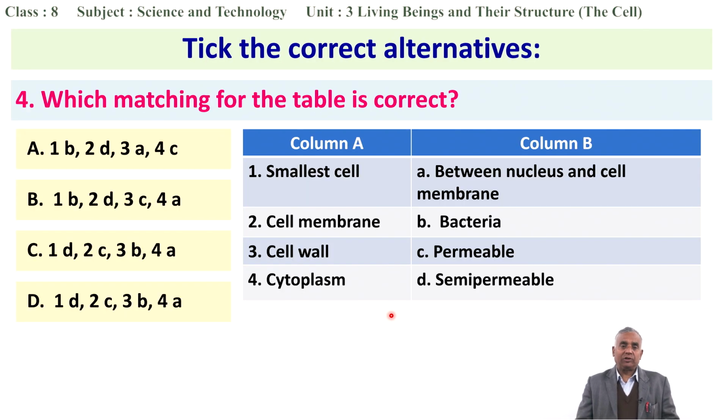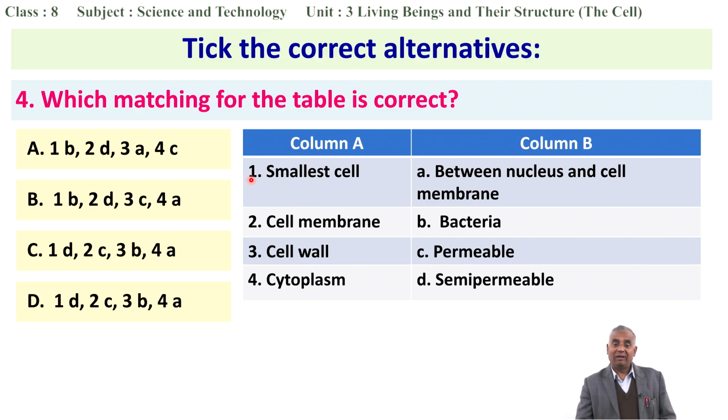C1. Now the next question is a little bit longer. At first see here, column A has smallest cell in number 1, cell membrane in number 2, cell wall in number 3, cytoplasm in number 4. In column B: A, between nucleus and cell membrane; B, bacteria; C, permeable; D, semi-permeable. Now you have to find out which matching is correct.